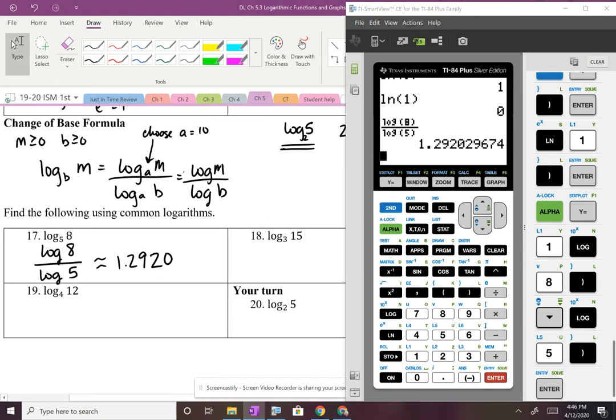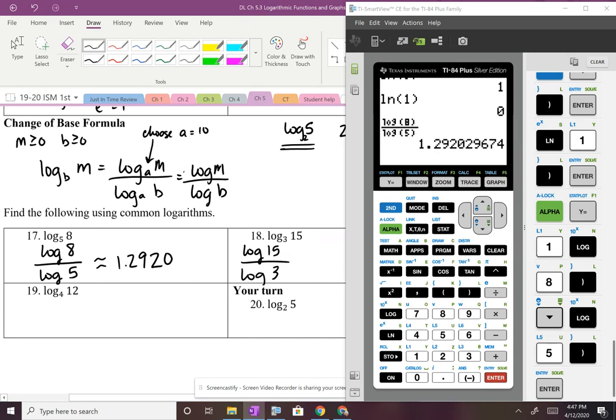Number 18, log base 3 of 15. Again, you can't put this in your calculator, so you need the change of base formula to be able to evaluate it, because we don't know what power you raise 3 to get 15. 3 to what power is 15? 3 to the 5th is not 15. 3 times 5 is 15. So you would do log of the argument, 15, divided by log of the base, 3.